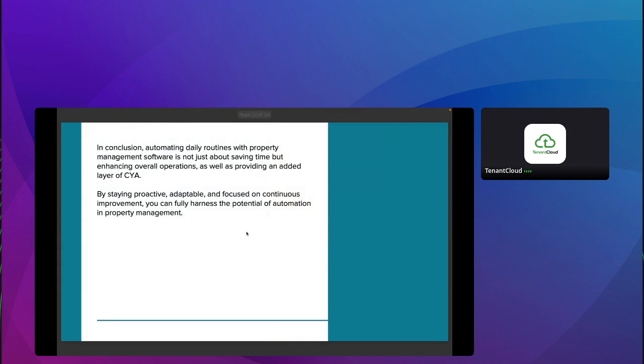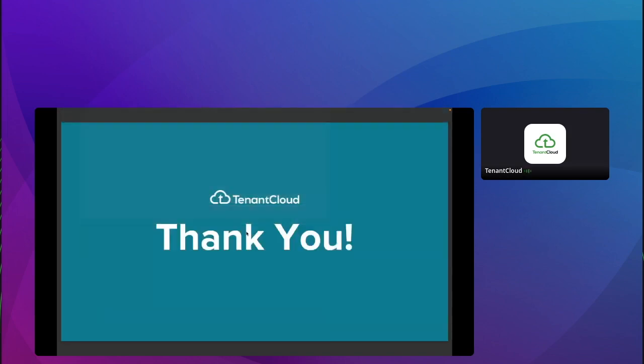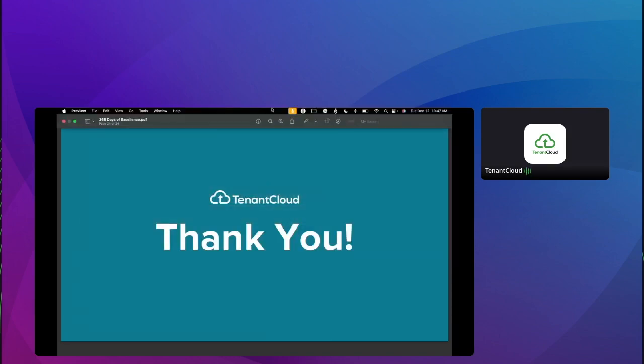That wraps up this presentation. Property management software is not just about saving time, but enhancing your operations, as well as providing an added layer of CYA. By staying proactive, adaptable, and focused on continuous improvement, you can fully harness the potential of automation in property management software.